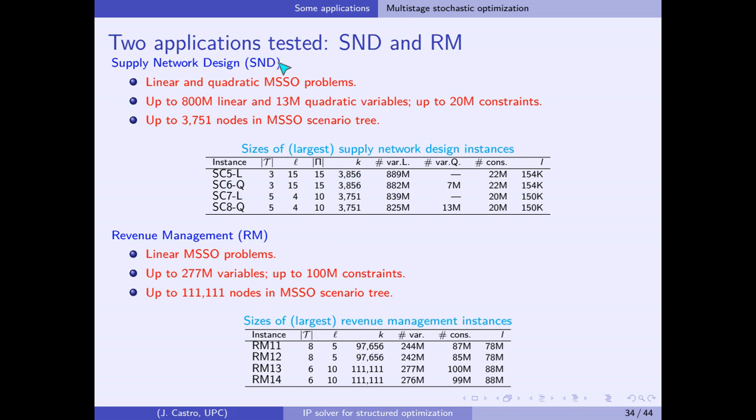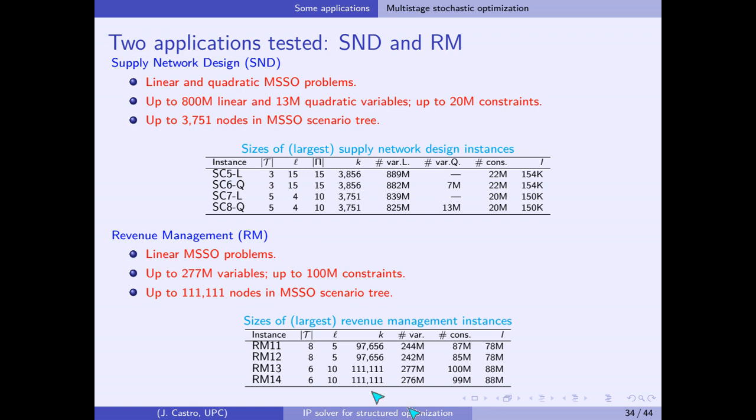So for supply network design problems, we were solving linear and quadratic instances with up to 800 million linear variables, 13 million quadratic variables, and up to 20 million constraints. And the number of nodes in the multistage tree was about 4,000 nodes. For revenue management, we considered linear problems with up to 277 million variables, up to 100 million constraints, and the number of nodes in the multistage tree was more than 100,000 nodes.